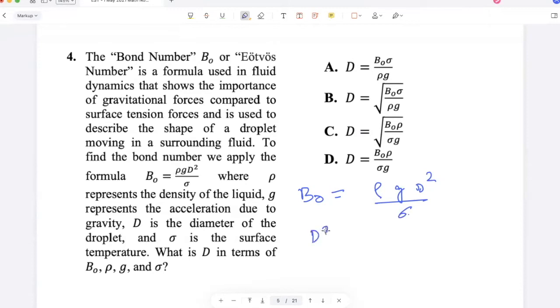So D squared is Bo sigma over rho g. So D is square root of Bo sigma over rho g. Bo sigma over rho g, so B.